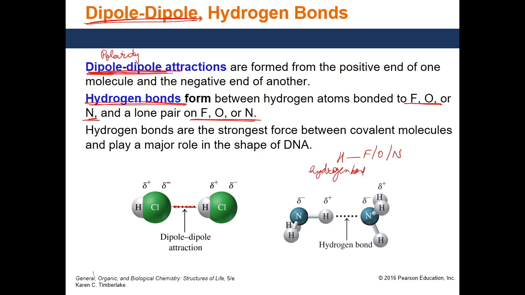Why? Because fluorine, oxygen, and nitrogen are very electronegative. So when hydrogen is bonded to any of these, they will have a partial negative charge. Hydrogen will always be partial positive. And these atoms are also electron rich. They have lone pairs. So this hydrogen, which is partial positive, will form a bond or force of attraction with those extra lone pairs. And that is called a hydrogen bond. For instance, if I pick a molecule of ammonia, like the ammonia shown here.